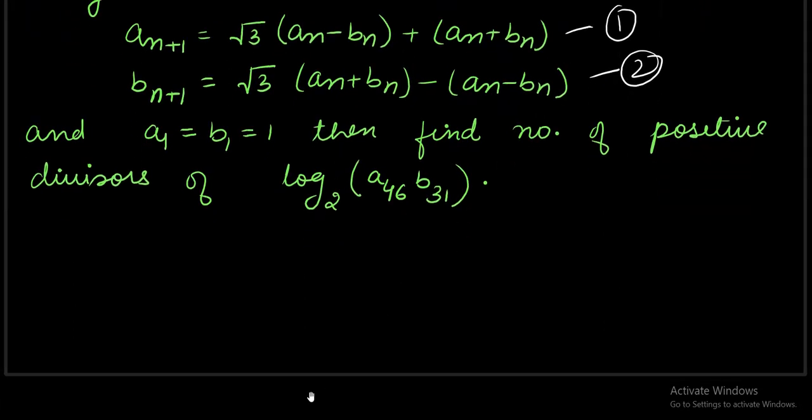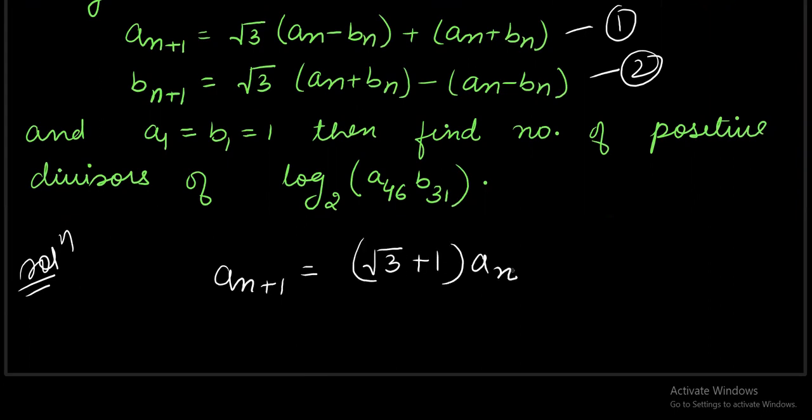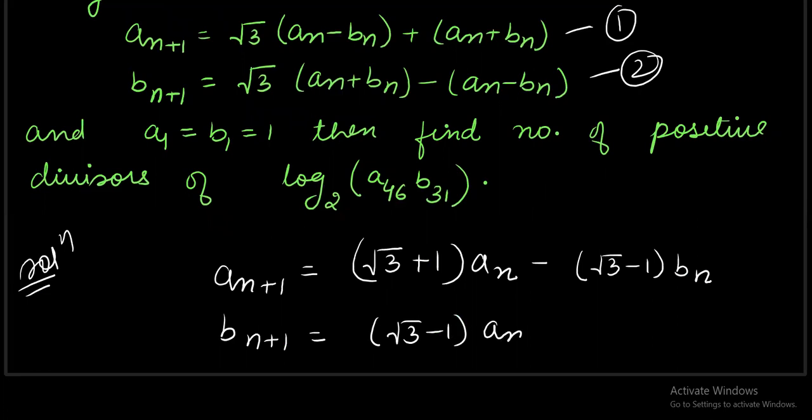First of all, I'm just going to concentrate on the two equations 1 and 2, which are given in the question. Let us rewrite them by clubbing all the terms of An together, and then also clubbing the terms of Bn together. When you club the terms of Bn together, we get negative sign taken common, root 3 minus 1 Bn. Similarly, Bn plus 1 can be written by clubbing all the terms of An together and all the terms of Bn together.